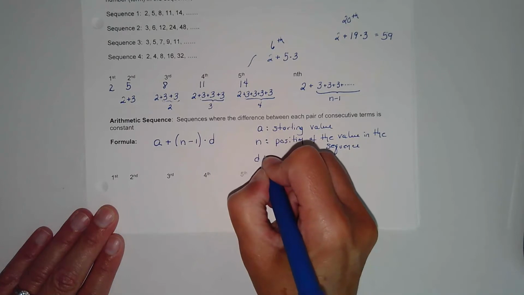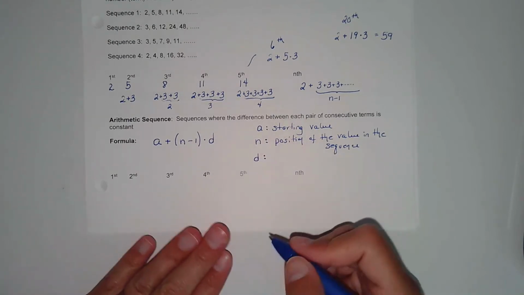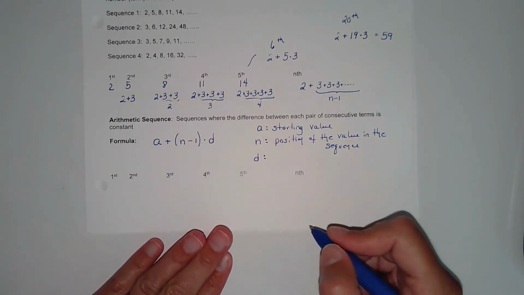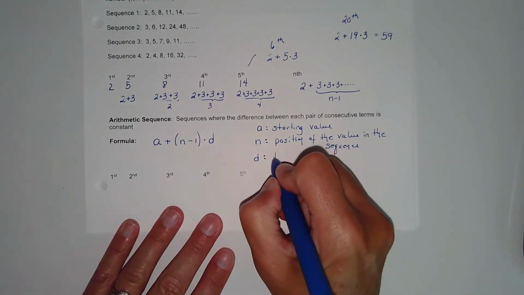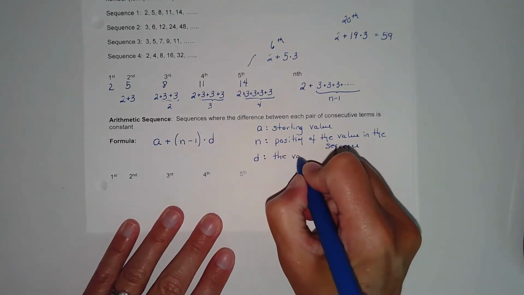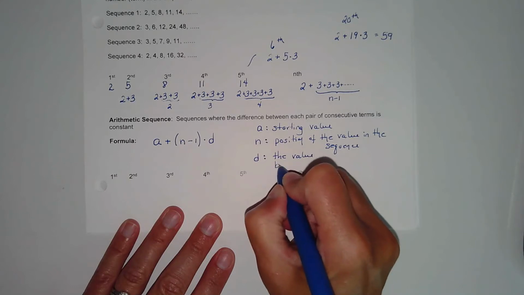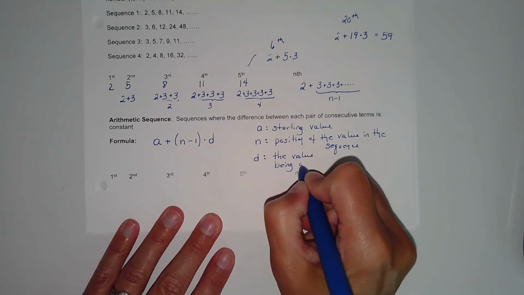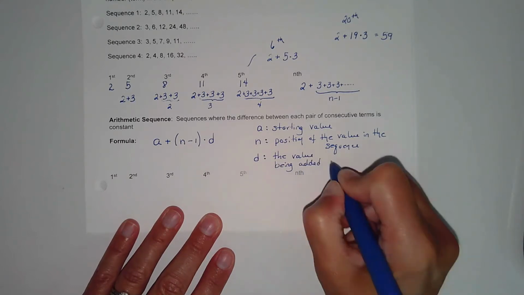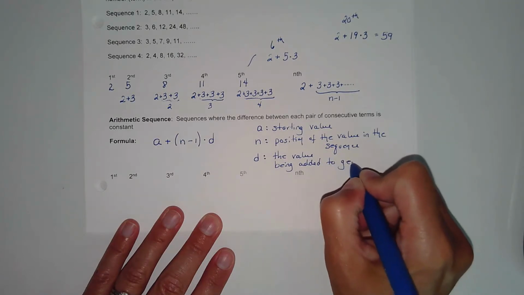And D is the number you're adding each time to generate the sequence. So the value being added to generate the sequence.